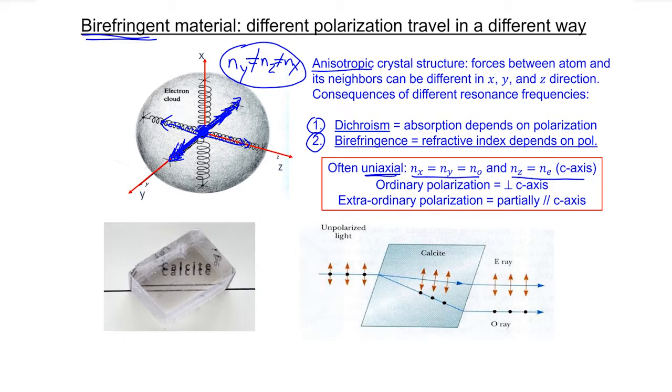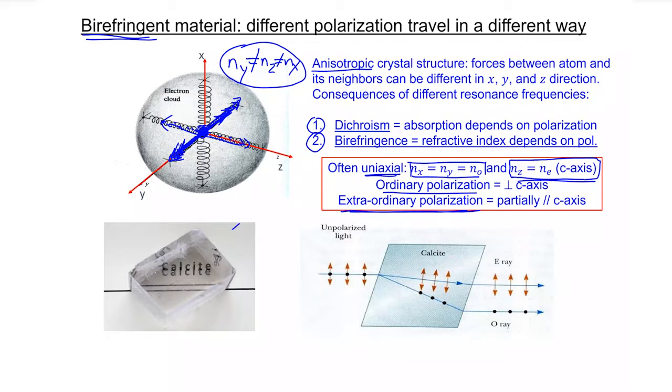You call these uniaxial crystals, and you call the funny direction, the extraordinary direction, the z-axis. So you talk about ordinary polarization in these crystals, which is a polarization either in the x or in the y direction. And you talk about extraordinary polarization, which is a polarization that has a component in the z direction or along the z-axis.